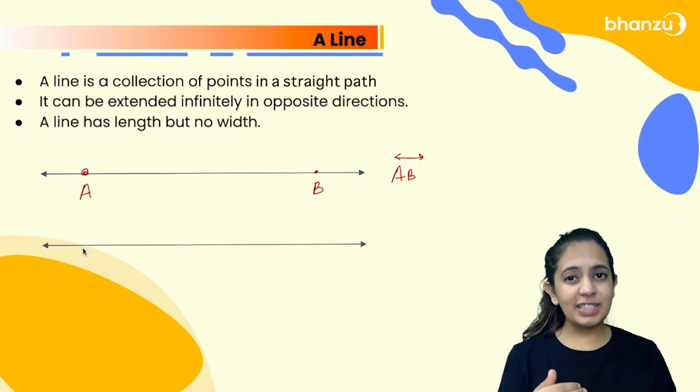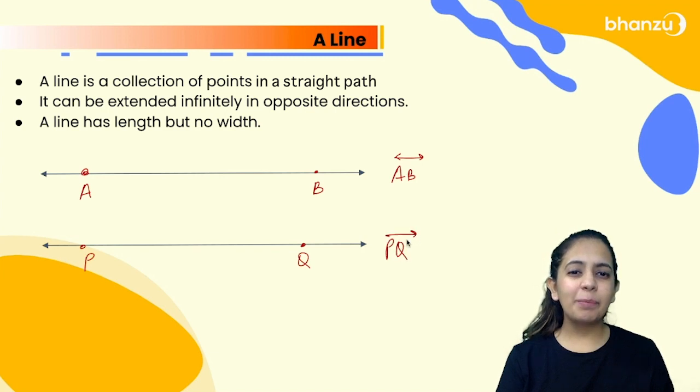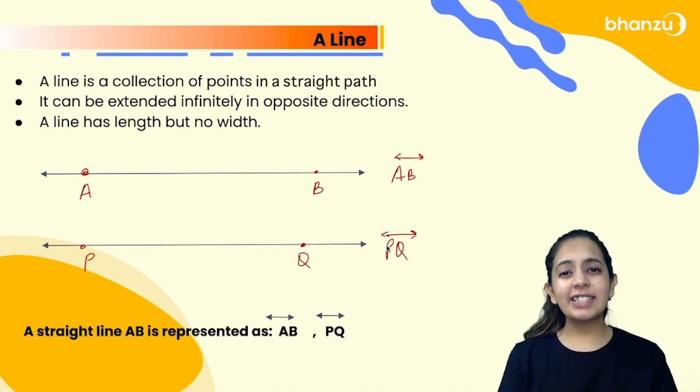And let's see the other one. Let's take 2 points as point P and point Q on this line. And now the name of this line is line PQ. Alright, so this is how we represent a line.